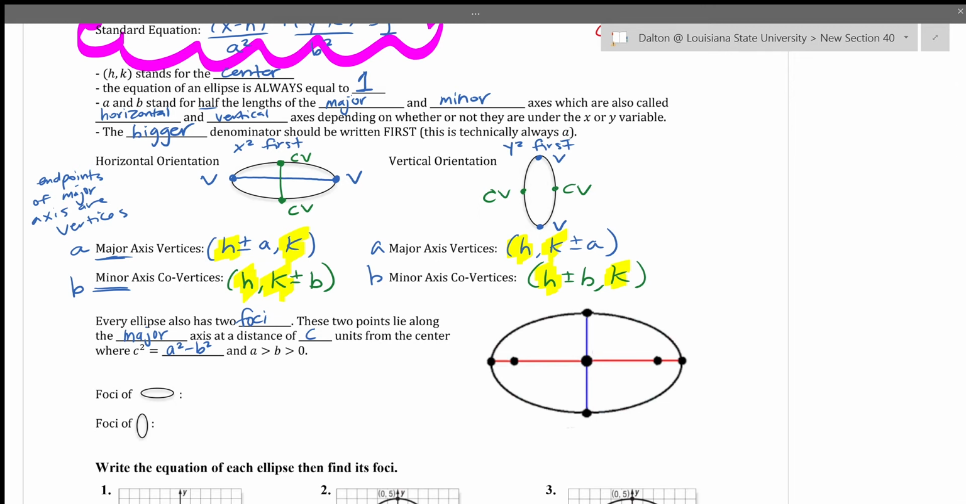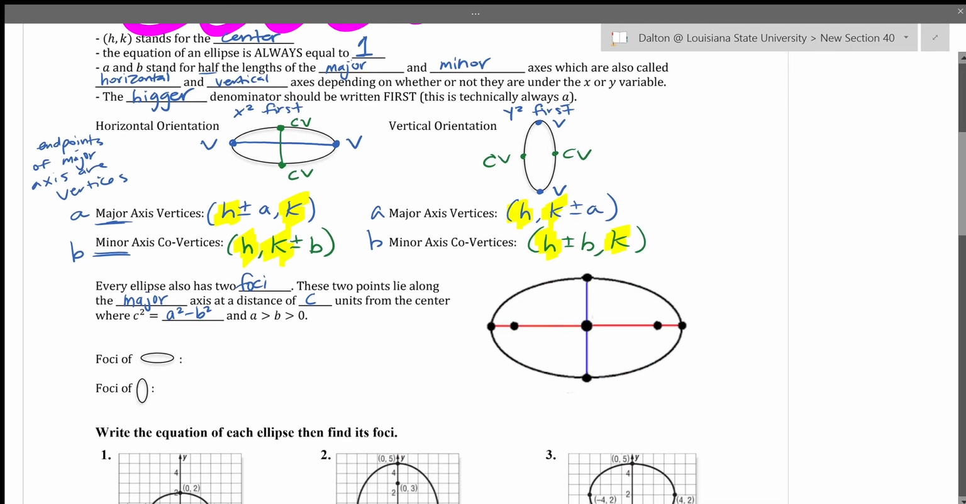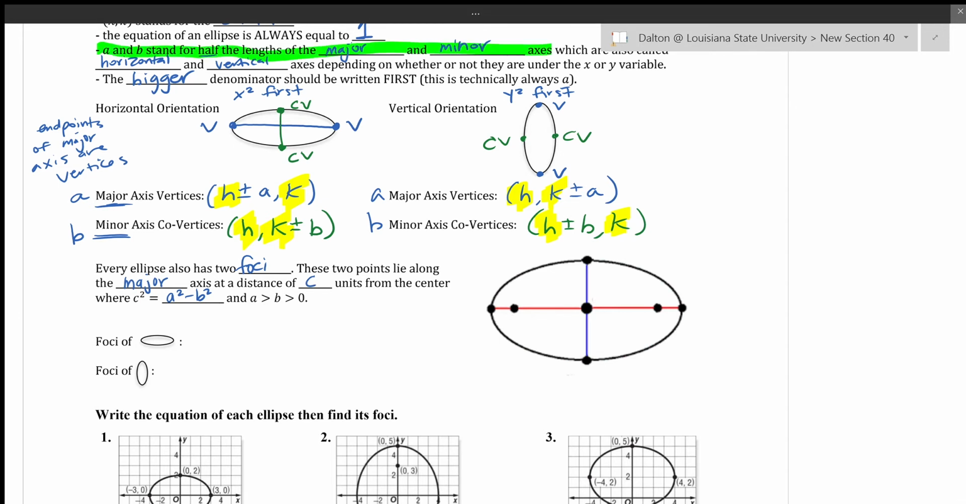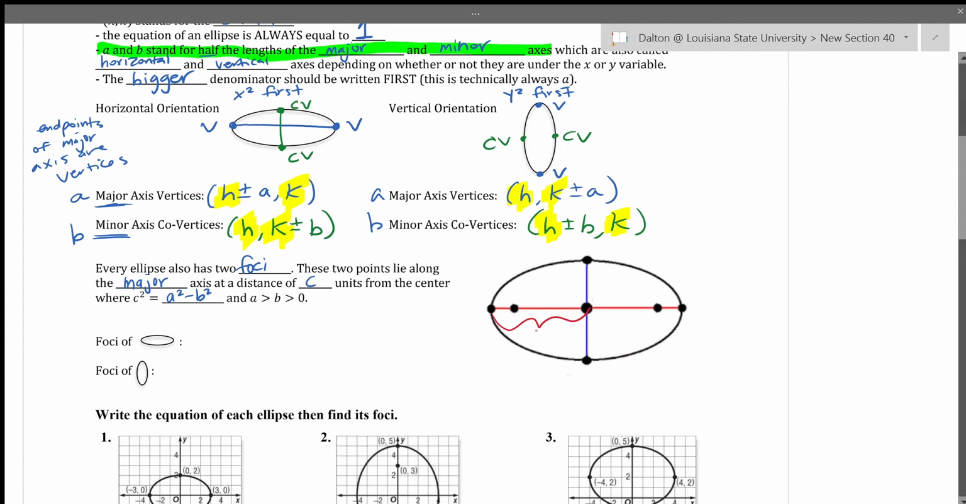So visually speaking, I want to draw on this ellipse where everything would appear. So A is your bigger axis distance, and I want to go back up here to what we said on one of these bullet points. A and B stand for half the lengths of the major and minor axes. So in this ellipse, the major axis runs left and right because it's bigger, and half of it is A. So it's kind of like a radius. Again, not really, but kind of. So I'm going to call that A.